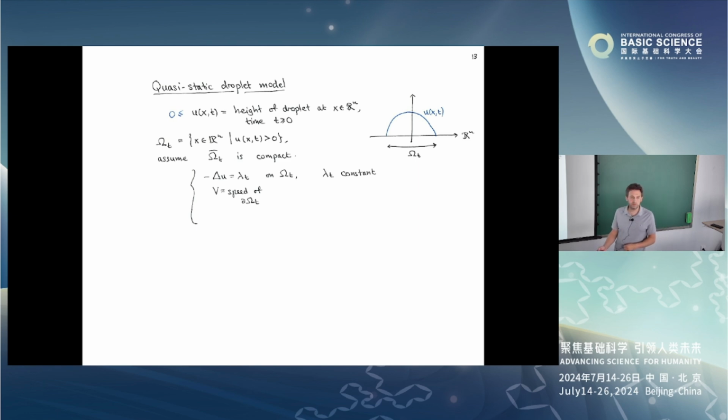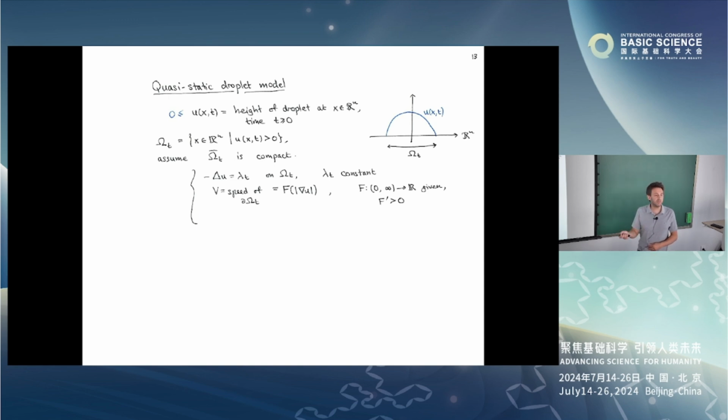We have that capital omega t is going to move at a certain speed, and I'm going to write v for the speed at which it moves in the normal direction. And this is going to be some function capital F of the norm of the gradient of u, where capital F is some given function with the property that F prime is positive. I'll say a little bit more about the choice of capital F in a second.